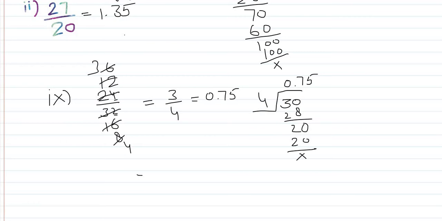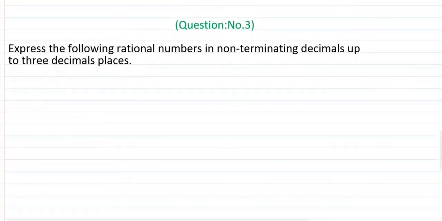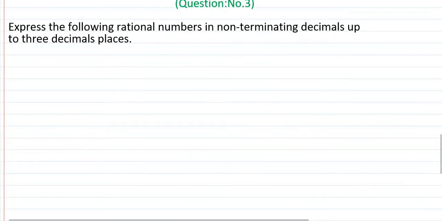Now we are solving question number 3. All parts are the same: you just write it into its lowest form, then divide it and convert it into a decimal. Question number 3 is the same as question number 2. Here we have to express the following rational numbers in non-terminating decimals up to 3 decimal places.